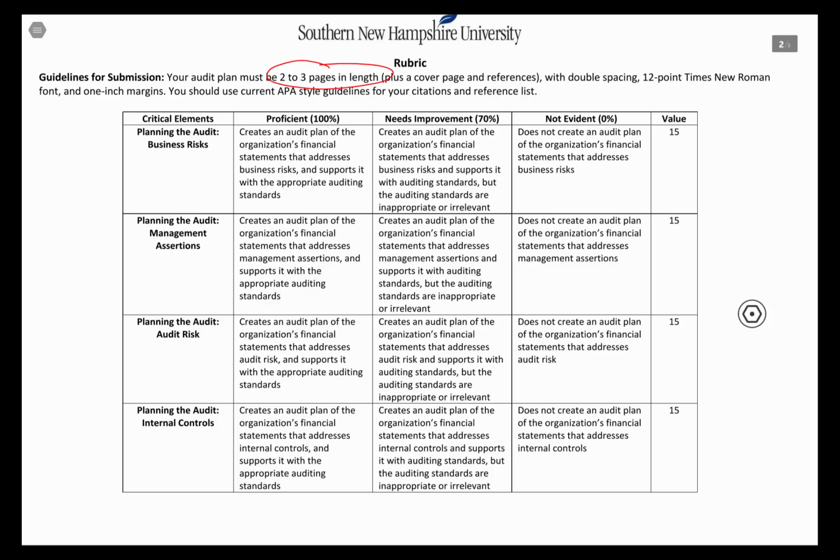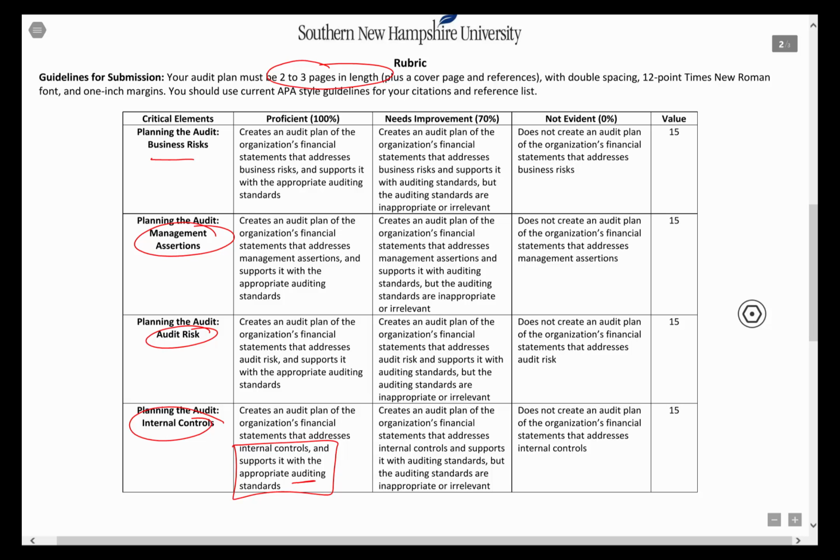So make sure that you are addressing the business risks and the management assertions, and remember there's 10 of them. Make sure you are addressing the audit risk and the internal controls. And here you want to state the internal controls and the standards. Don't forget that you have to go through the standards on here, because basically that's what guides us as auditors.